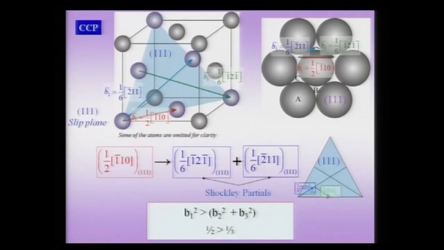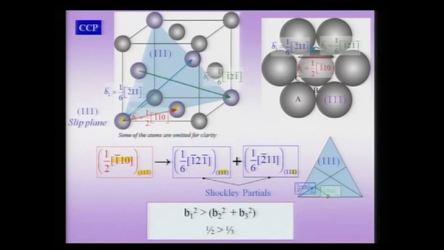So, what are the partials, what kind of vectors are they, and what is the physical significance? Let us start with the equation first. The full Burgers vector is 1/2⟨110⟩, which connects the atom in the corner to the atom in the center, and corresponds to a full Burgers vector. Now, this lies on the (111) slip plane. This can split into two partials, which are the Shockley partials, and the vectors associated with the Shockley partials are 1/6⟨121⟩ and 1/6⟨211⟩, which lie on the (111) plane.